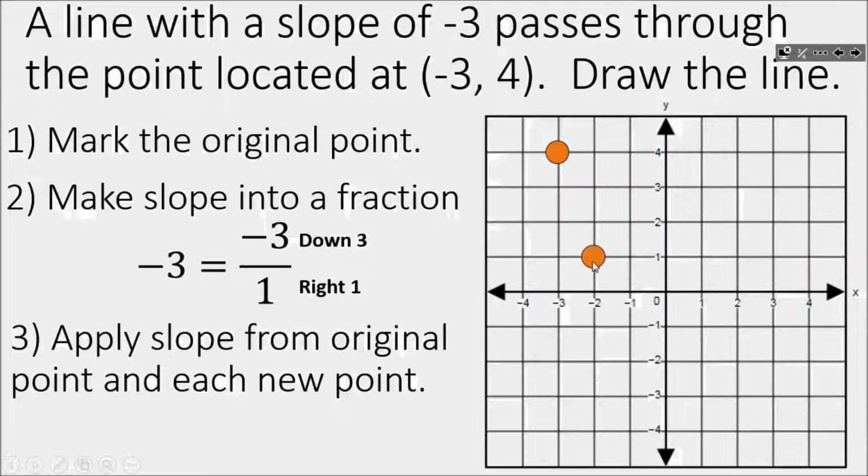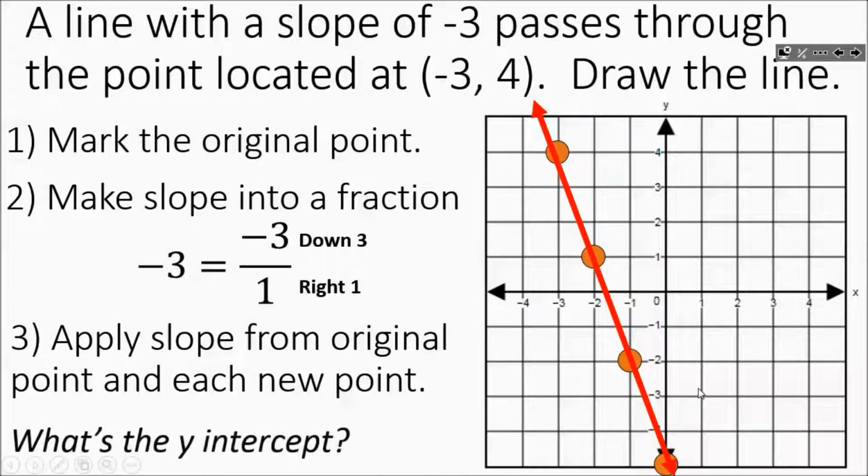I'm going to go ahead and do it again. Down 3, right 1, and down 3, right 1. We're going to connect those, and we have another line. Regarding the y-intercept, what's the y-intercept? Well, it's hitting the y-axis down here at -5, so the y-intercept is -5.